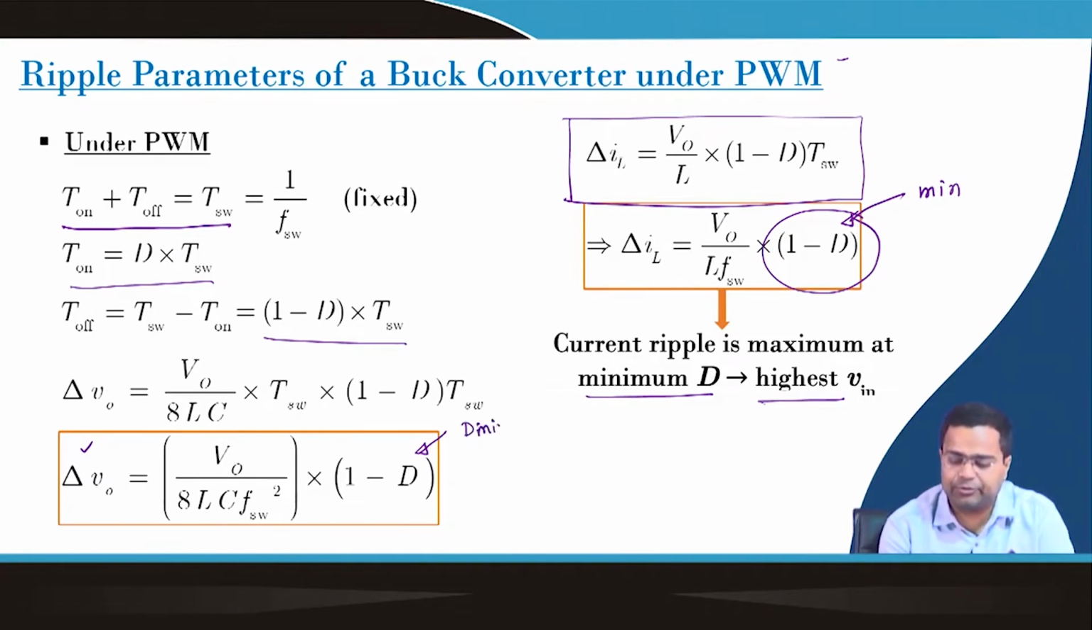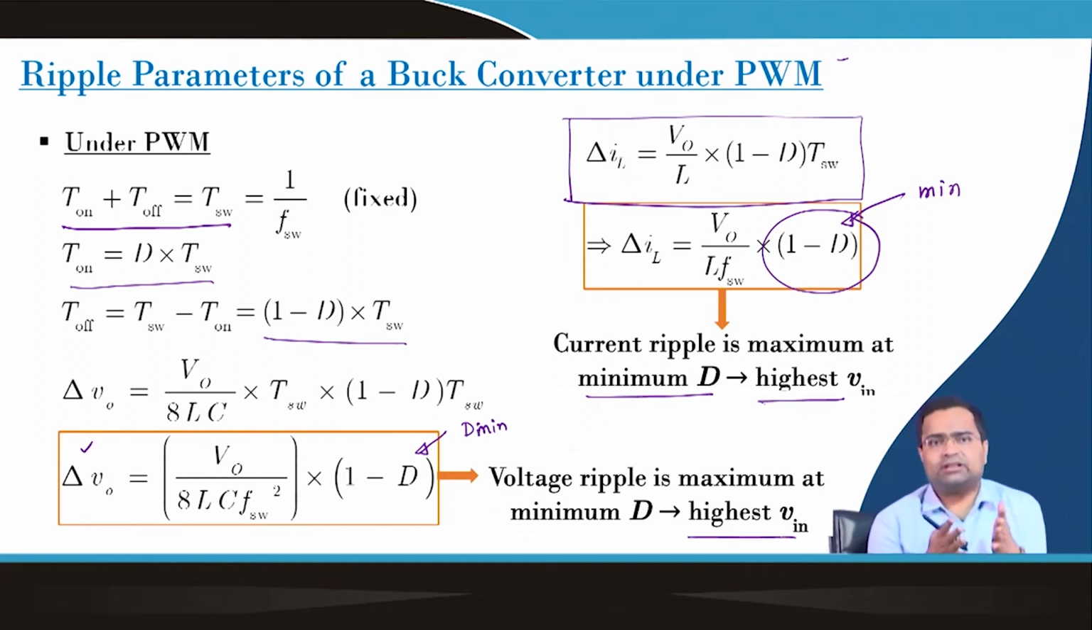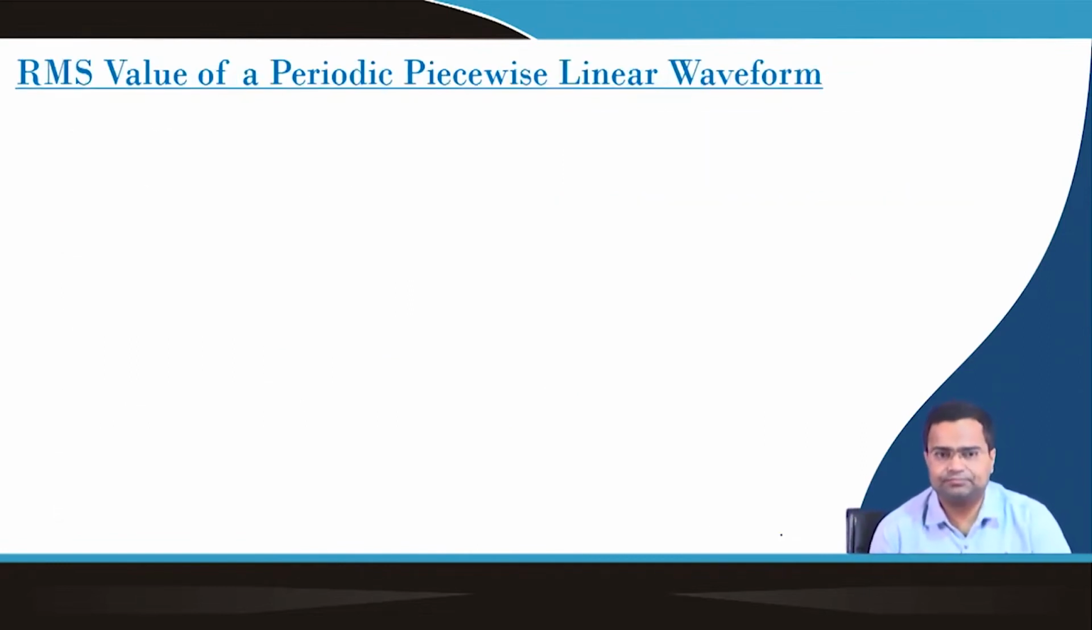We are talking about minimum duty ratio, and that will be minimum when the input voltage is maximum, or the highest input voltage. So, we have to consider the worst case voltage and current ripple, which corresponds to the highest input voltage condition.